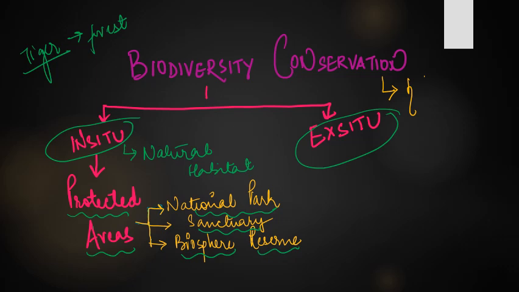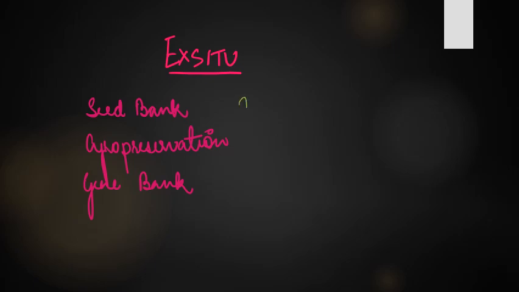Ex situ includes outside of the natural habitat, or you can say not in the natural habitat, right? Okay, so examples of ex situ are seed bank, cryopreservation, gene bank. These are stored, of course, in a lab, right? So not in the natural habitat.